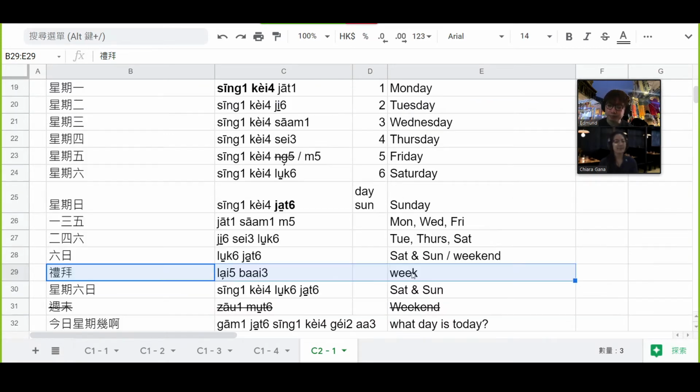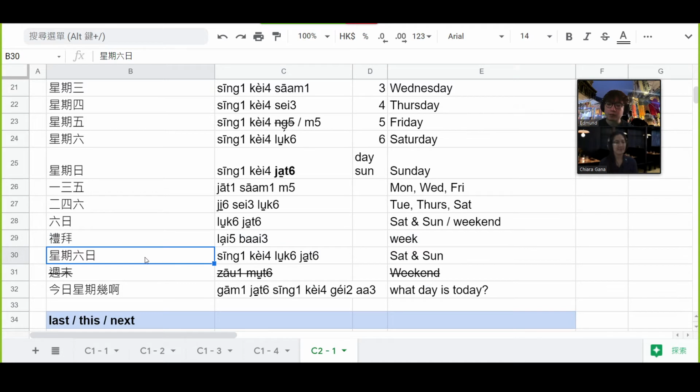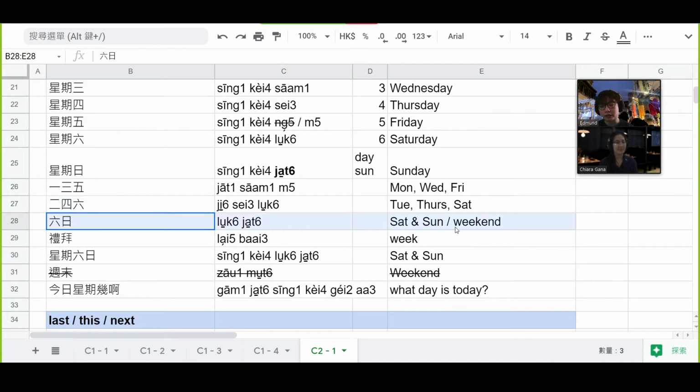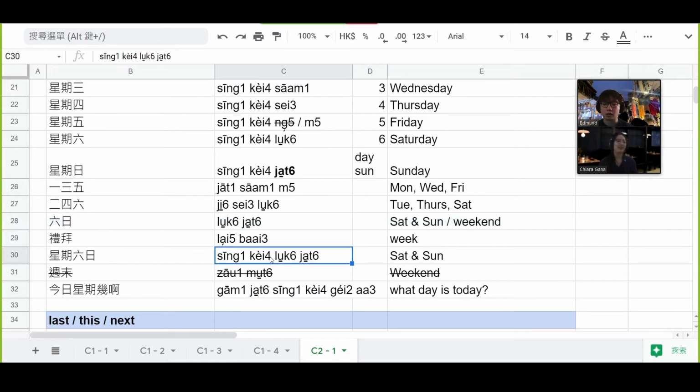You can say 六日 or 星期六日, the same. Or 禮拜六日. You can say that in situations where you think there will be confusion, because 六日 can be 6 days also. 六 is 6 and 日 is days. So 六日 can be 6 days also. If you don't want people to be confused, then you can say 星期六日. But I think in most situations when you say 六日, people can understand, because you don't suddenly say 6 days.